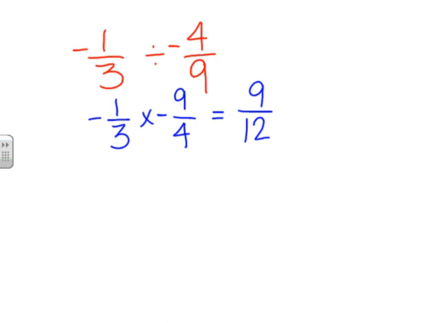Final step, we need to simplify the fraction. A common factor of 9 and 12 is 3. So we're going to divide the numerator by 3, divide the denominator by 3, and we're going to get 3/4 as our final answer, or as the quotient to that problem we just divided.